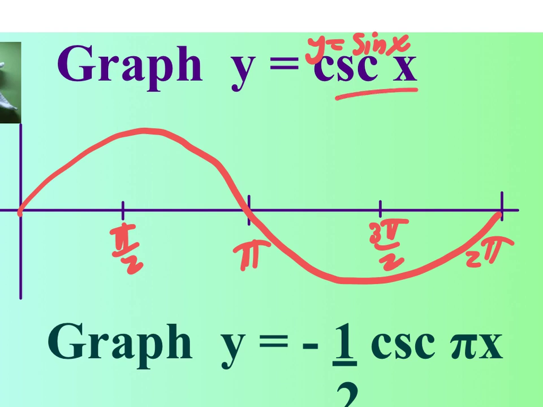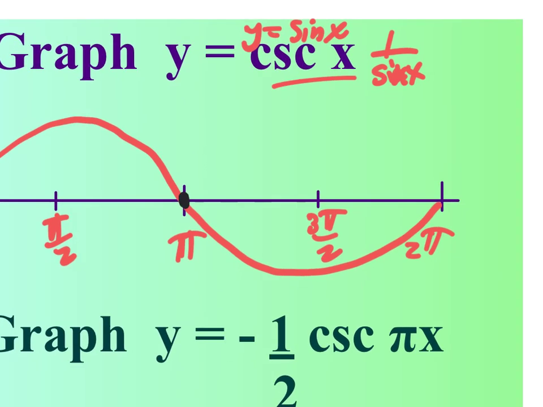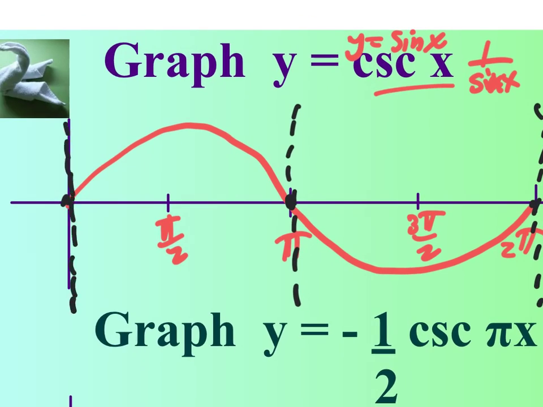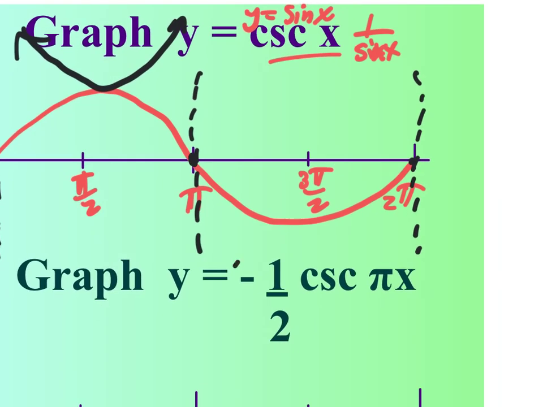But we're trying to graph cosecant. So now, since cosecant is 1 over sine of x, wherever sine of x is 0, which is these spots right here, there are asymptotes at those three spots. That spot, that spot, that spot. Okay, and now this rides on its sister's back. The black one, that's cosecant.